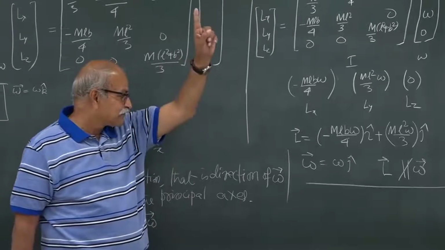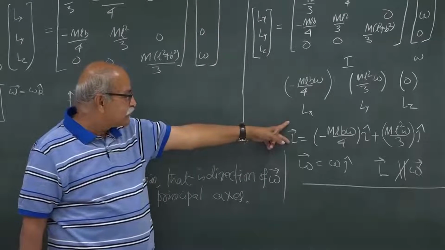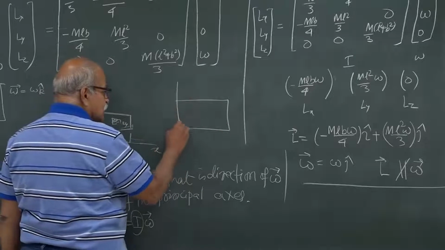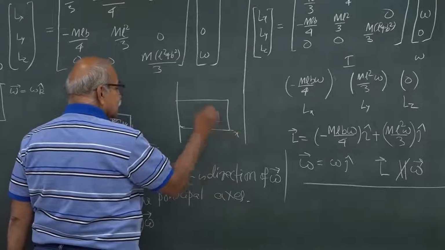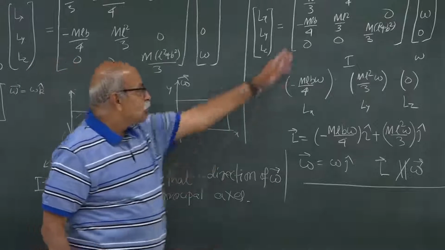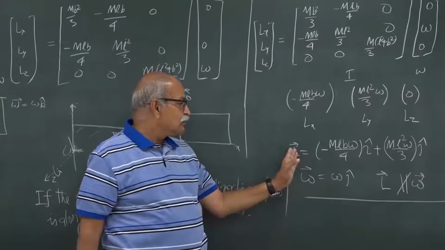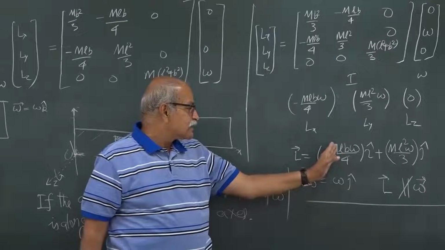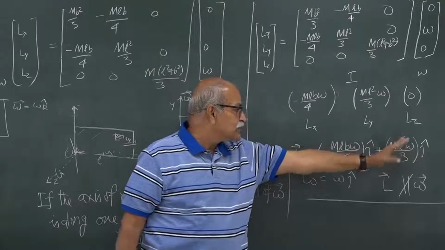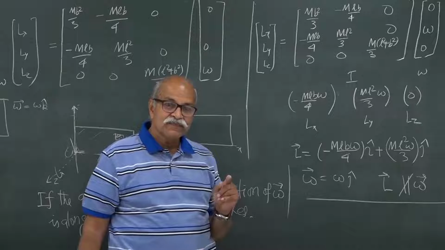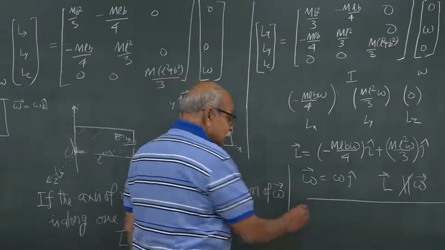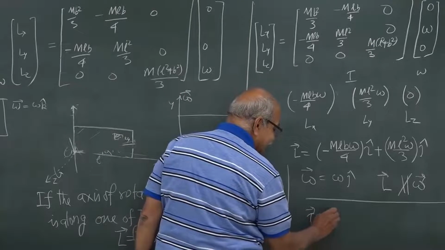Now a question. If you look at this L, I am now rotating this plate about this y axis, with x axis, y axis, and this is the direction of omega. I am rotating it this way. So, all these calculations are valid. Angular momentum is given by minus m L b omega by 4 i cap plus m L square omega by 3 j cap. My question is, is the torque 0 or is it not? Torque, remember, we say is dL/dt.